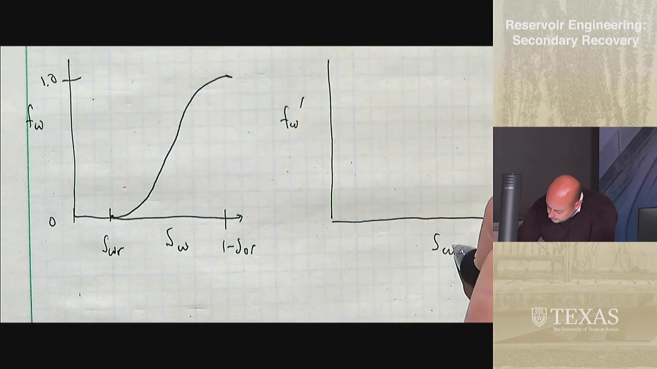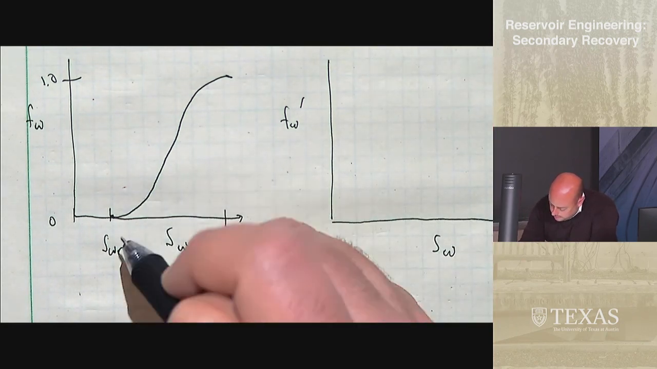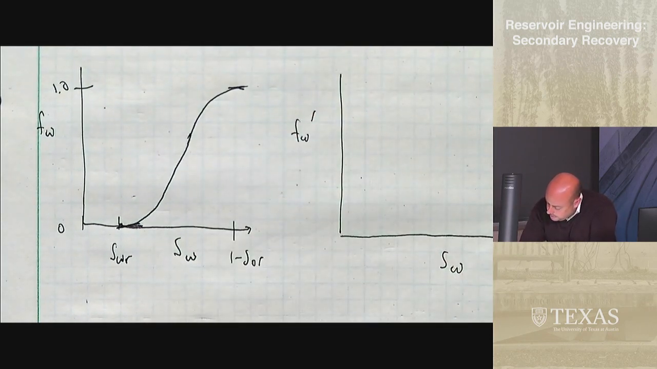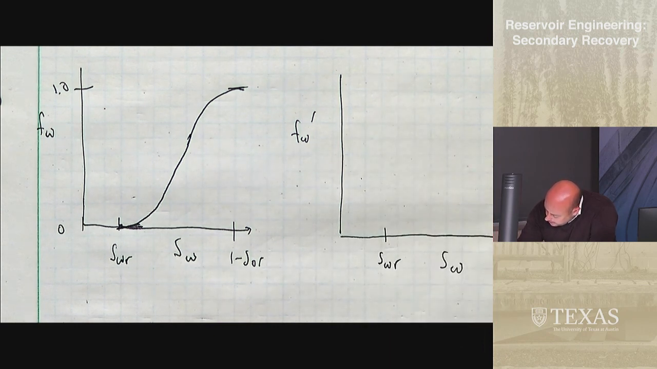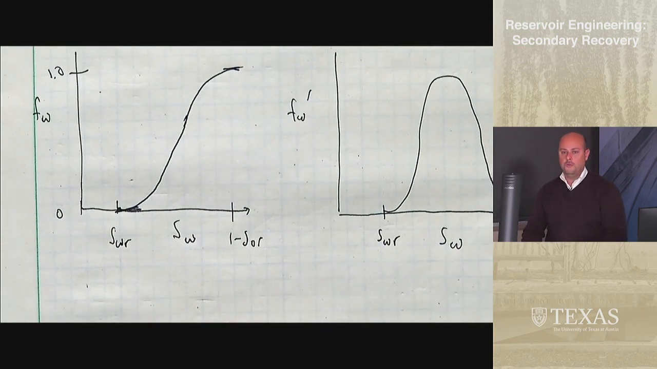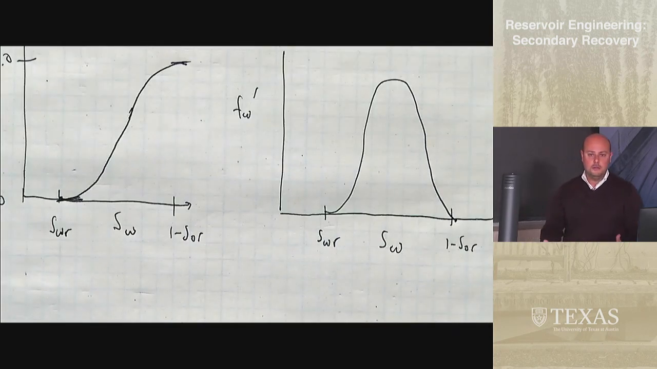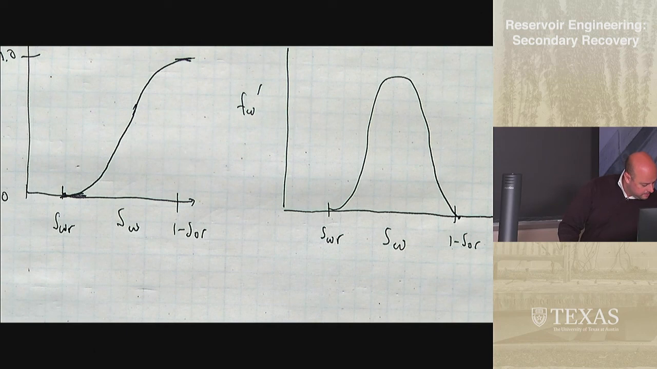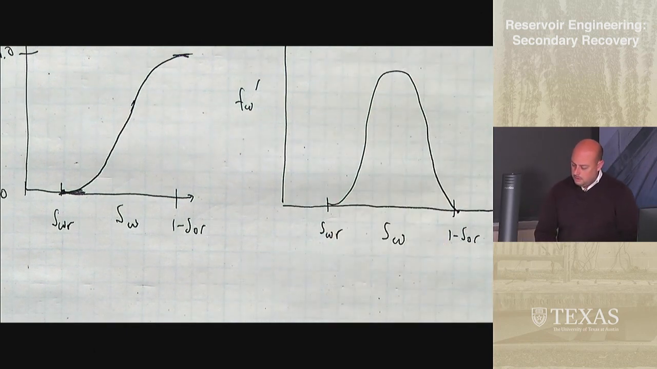And then the derivative, fw prime versus Sw, is the slope of the line tangent to the curve. You'll notice that the derivative is 0 here and 0 there. It's maximum somewhere in between. So at Swr and 1 minus Sor, you'll get something like that. It'll reach a maximum. Now it's not usually symmetric. My plot kind of looks symmetric, but in general it's not symmetric. But it does equal 0 over there, and it reaches some sort of maximum.